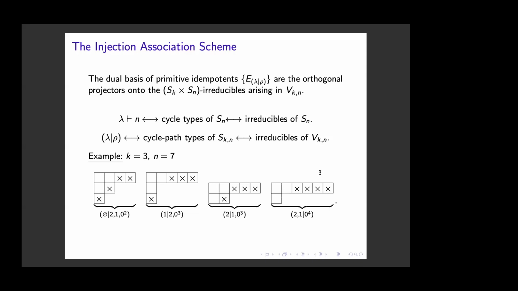So in this first example, I have all paths. I have a path of length 2, a path of length 1, and 2 isolated nodes. In the next one, I have one single cycle. I have a path of length 2, and I have 3 isolated nodes, and so forth. So we get this nice bijection between irreducibles and cycle path types of SKN.